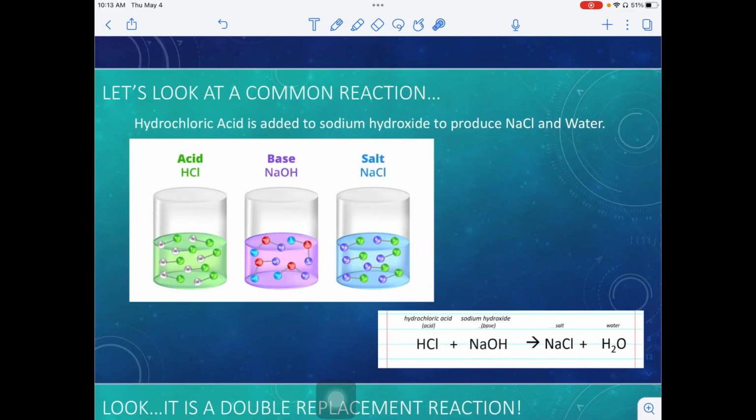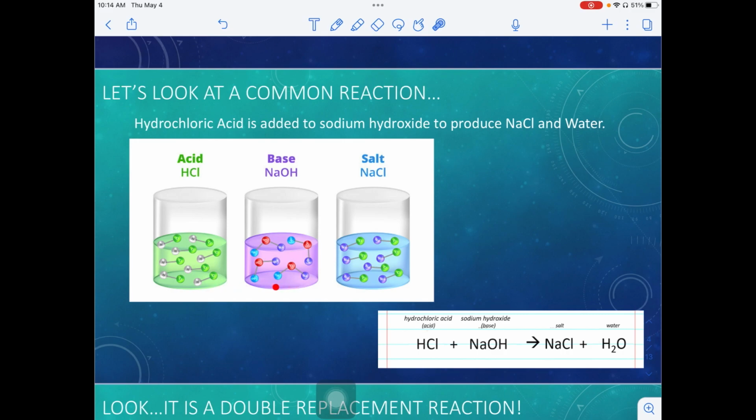Let's look here at a common reaction, okay? Hydrochloric acid is added to sodium hydroxide to produce NaCl and water. Hydrochloric acid is a strong acid, which means it will completely break apart in water. The hydrogen ions will completely break apart from the chlorine ions.